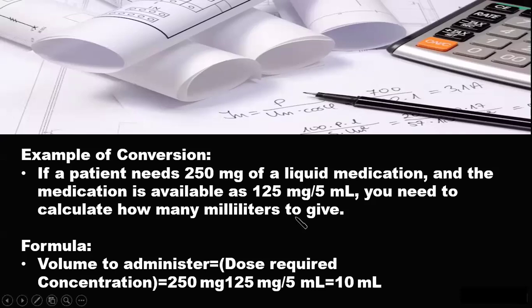It's as simple as that. You just do the calculation. Now, let us look at it. As we have here, volume to administer equals dose required over concentration. You have the 250 milligrams, and that's the prescription that the patient actually needs. You don't have that particular quantity, you have it in 125 milligrams.